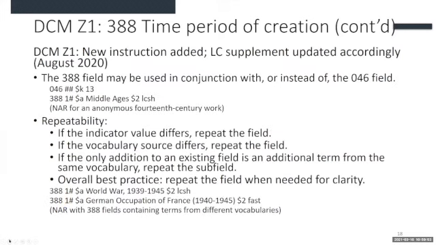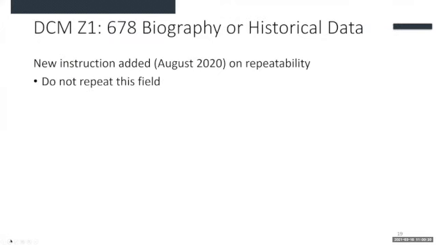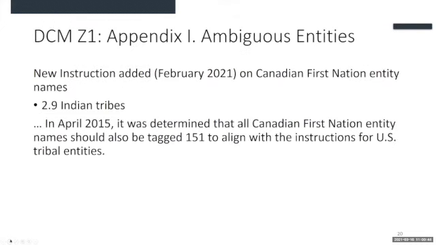Next slide, please. And you can use 388 in conjunction with 046 or instead of 046. In certain circumstances, it allows you to repeat the 388 field, like when indicators differ, as in the compilation example above, and also when the vocabulary resource differs, as in the example below. But the overall general practice is to repeat the field only when you need it for clarity. Next slide, please. The update on 678 biographical or historical data: this field is now not repeatable, so only one 678 for one authority record.